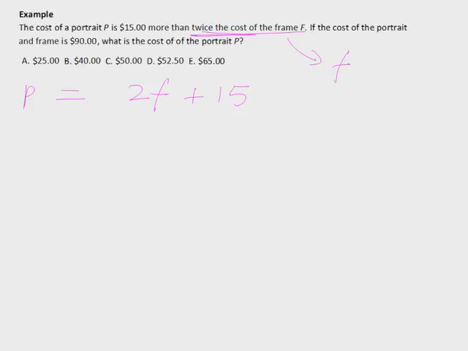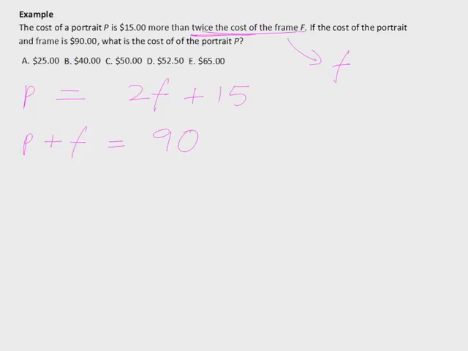If the cost of portrait and frame is 90. Okay, so it's the cost of portrait plus frame. The sum of their costs is 90. They haven't directly given me one of the costs. They've told me the cost of the portrait and frame is 90. So I have two equations in P and F.